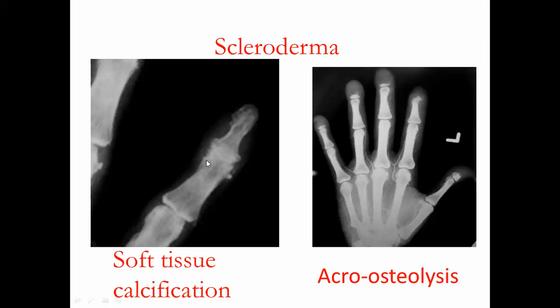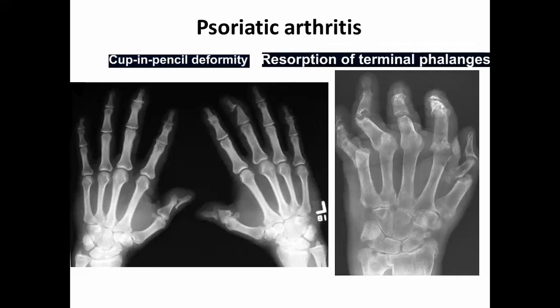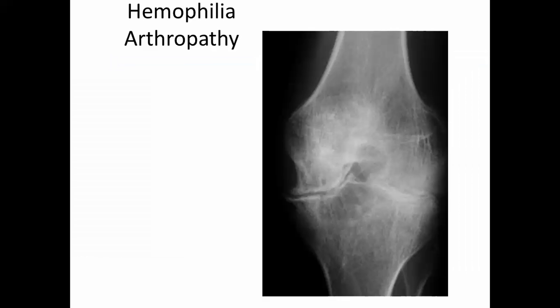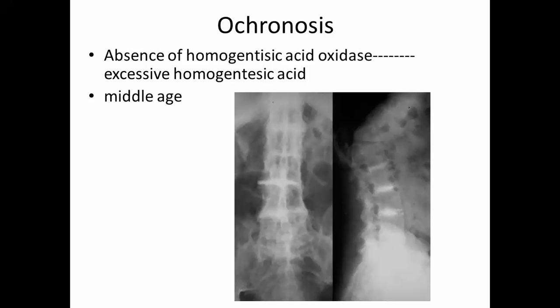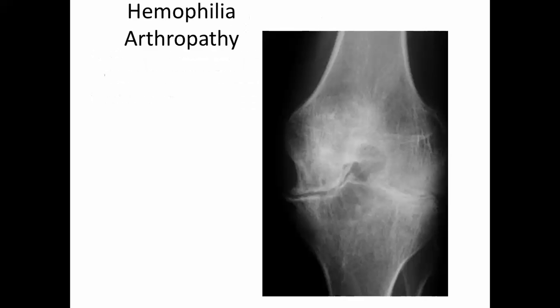The name implies that the dermis is sclerosed. That means soft tissue calcifications. So again, we can go through this group. Ochronosis is another deposition disease seen as calcification within disc spaces.